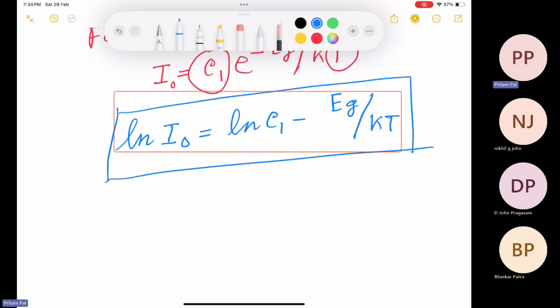I will also talk about the rectifiers, but before that, let me solve some problems as you guys were asking. It will be better.